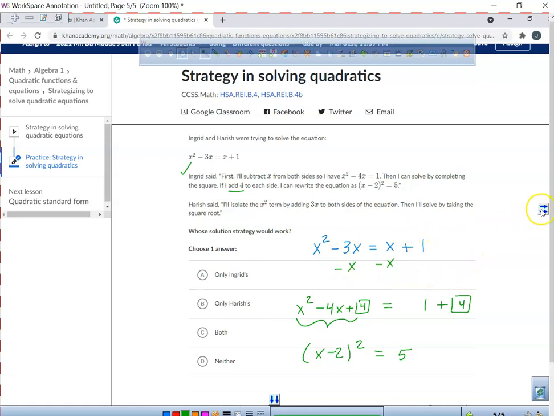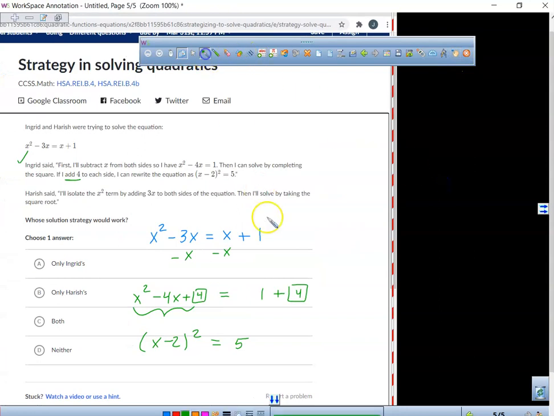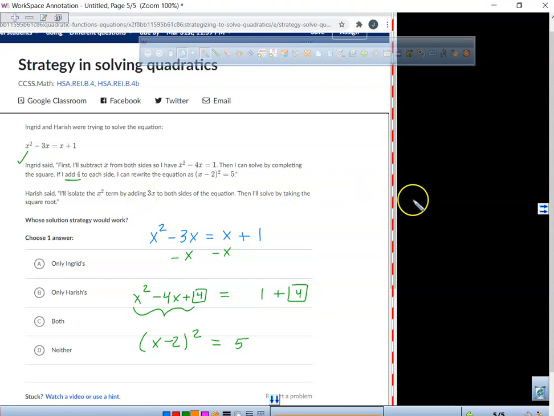Okay. Now I got to test good old Harish. We'll call him Harry. All right. Hope that's okay, Harish. So Harry says, I will isolate the x squared by adding 3x to both sides. Hold on. What do we got here? We got x squared minus 3x equals x plus 1. So he said he was going to do what? Add what to both sides? Add 3x and add 3x. So he's left with x squared equals 4x plus 1.